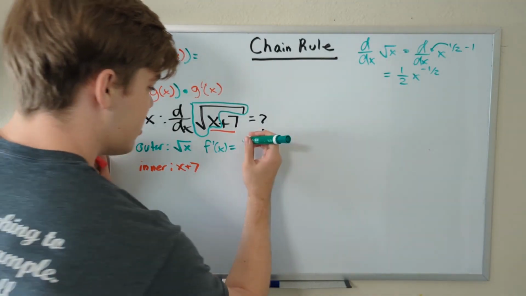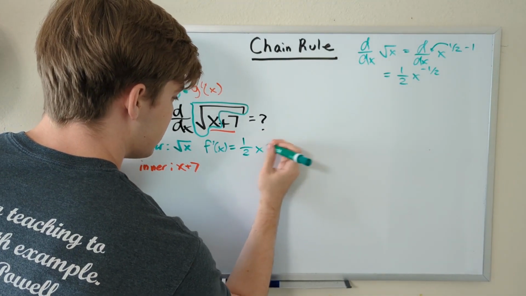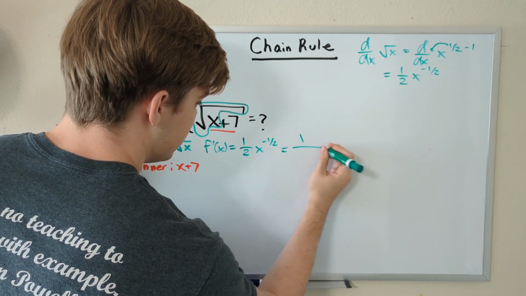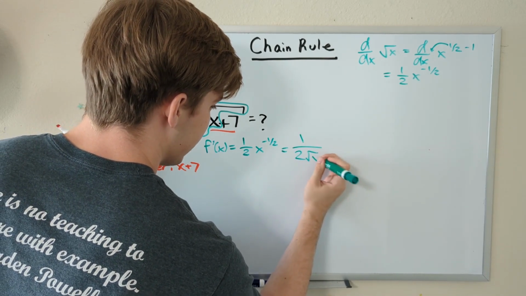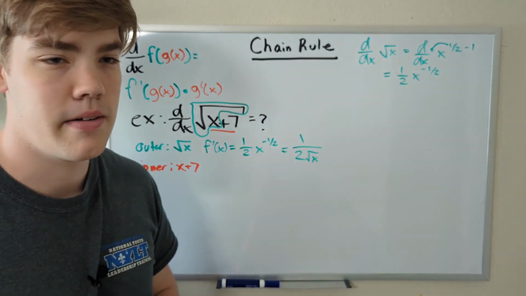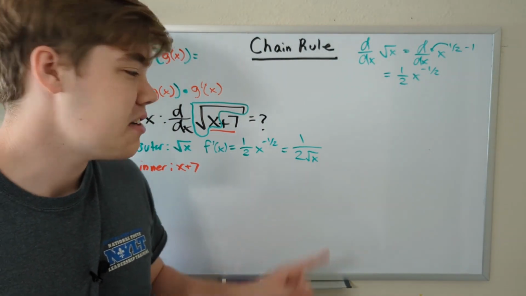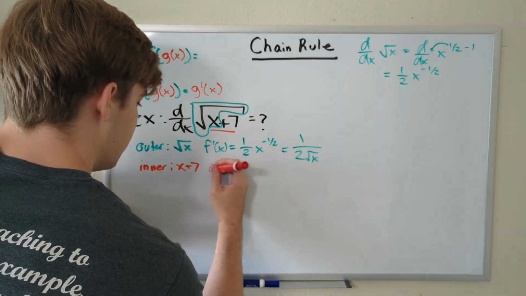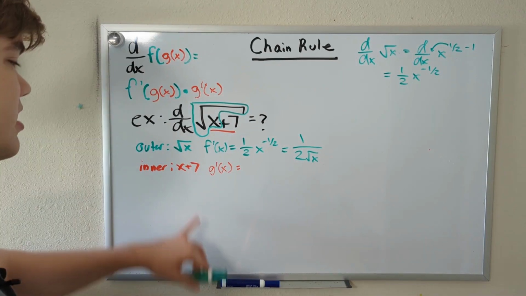So f prime of x is 1/2 x to the negative 1/2 power, which is also equal to 1 divided by 2 times the square root of x. This may look a little better to some of you, and yeah, it's a little bit less of a mess, so I'm going to use this. Now, the derivative of x plus 7, also known as g prime of x, is equal to 1.